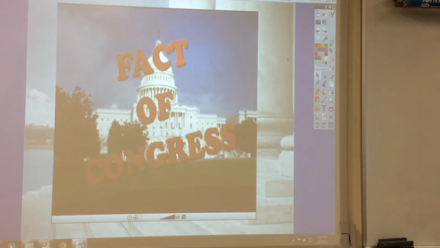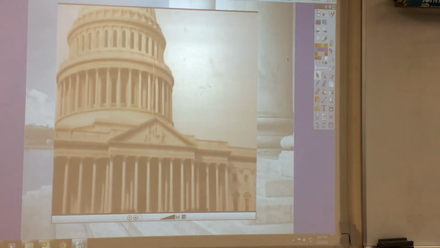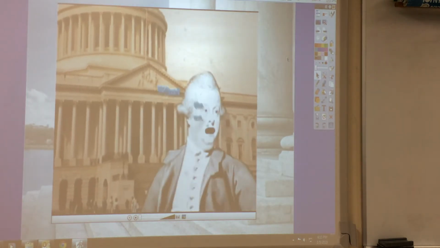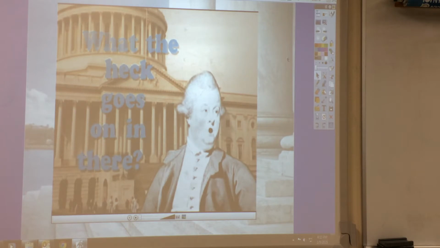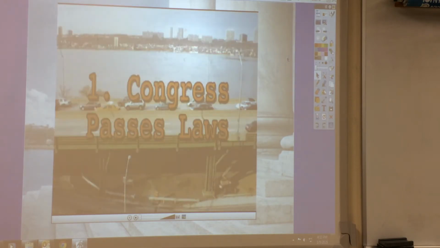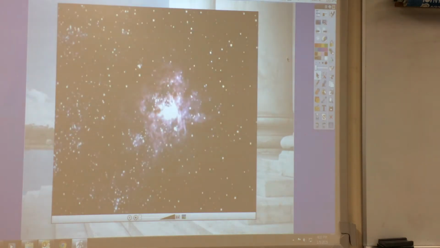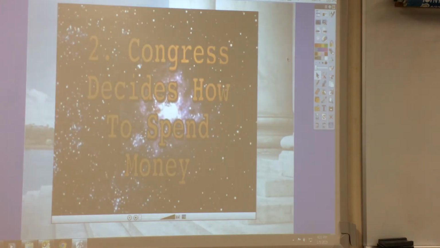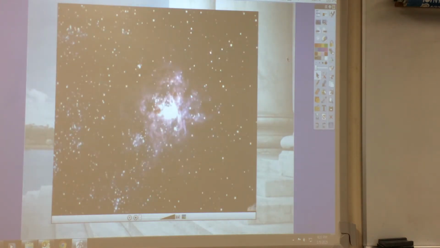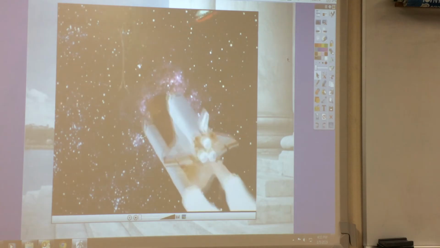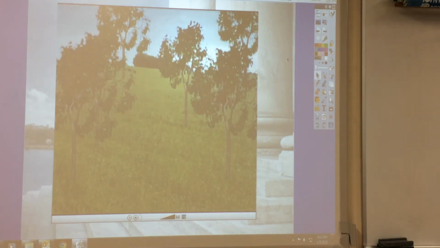And now, another fact of Congress. When you look at Congress, ever wonder, what the heck goes on in there? Number 1, Congress passes laws, from how fast you can drive on highways, to whether Basset Hounds should have a national holiday. Number 2, Congress decides how to spend our money. Should we spend our money to go to outer space, or to build more national parks?